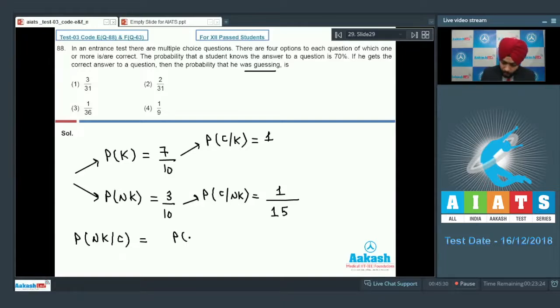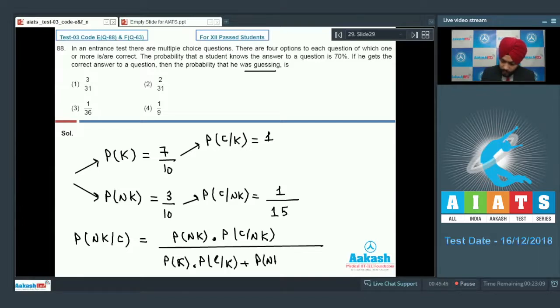This is probability of not knowing into probability of correct given not knowing, divided by the total probability: probability of knowing multiplied by probability of correct given knowing, plus probability of not knowing multiplied by probability of correct given not knowing.